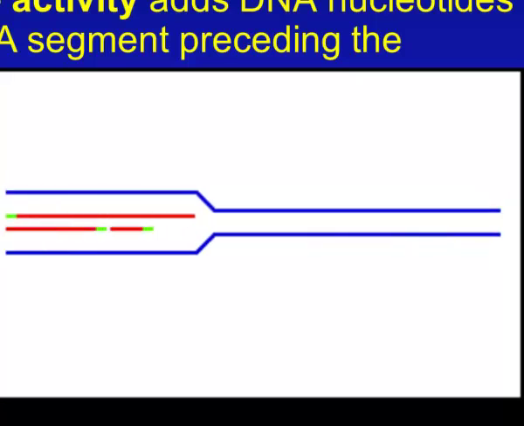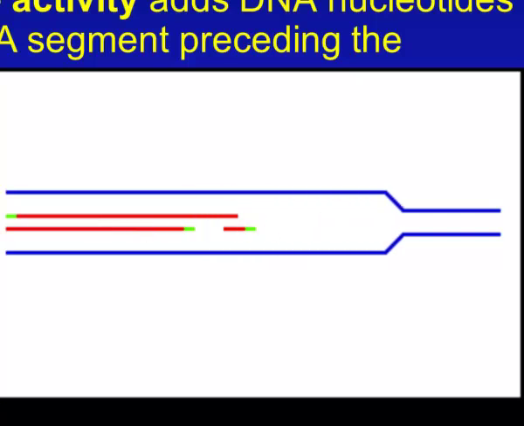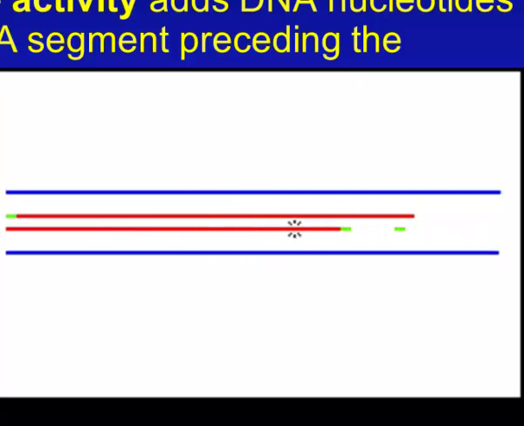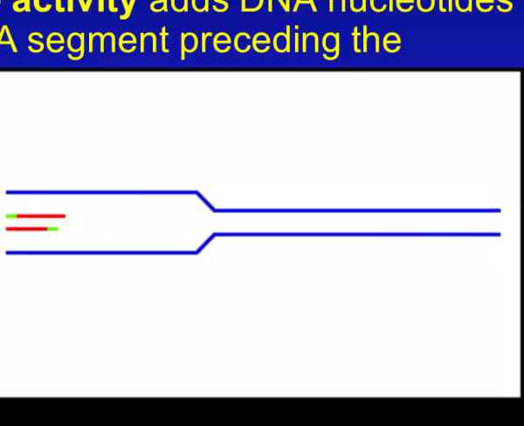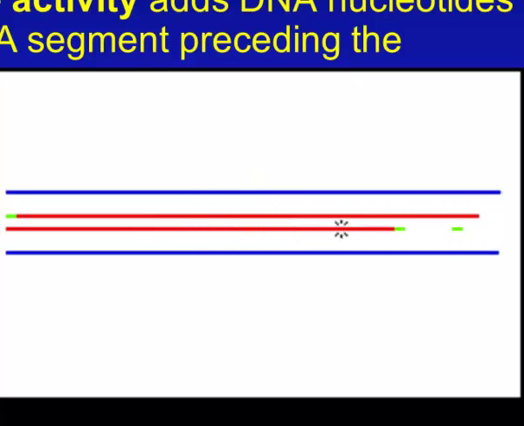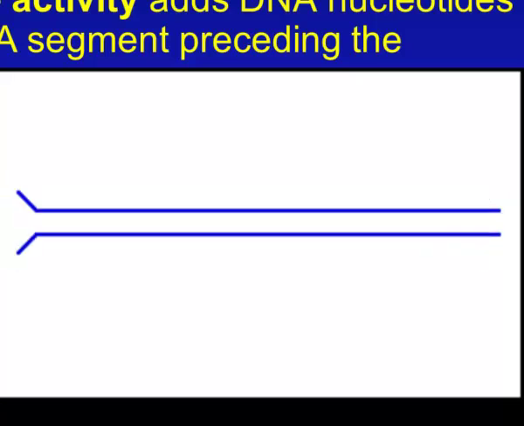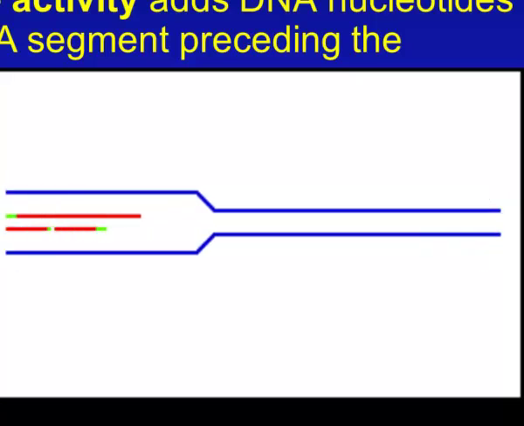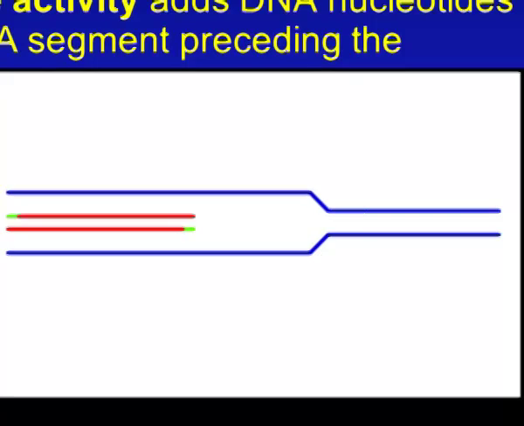You can also see in this animation the RNA primers, which are indicated in green, and the DNA bases, which are indicated in red. You can see that after the Okazaki fragments are synthesized, DNA polymerase 1 is removing the RNA primer, and it's also filling in the bases. And finally, the gap is filled in by DNA ligase.